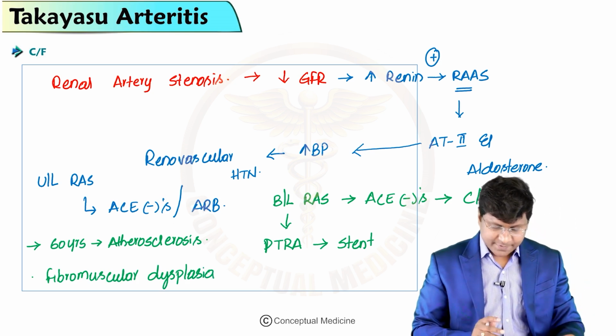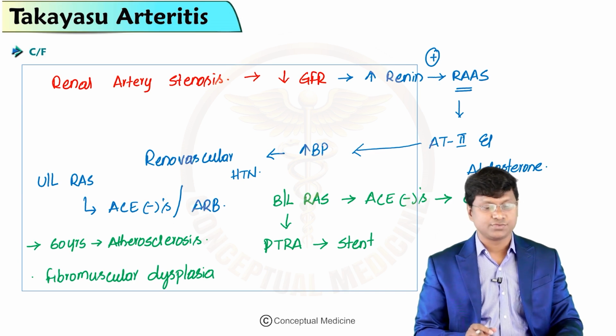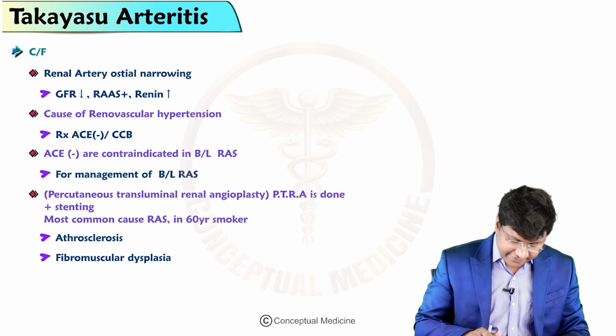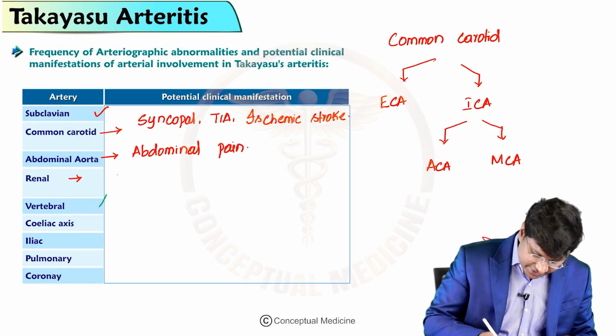Right, fibromuscular dysplasia. So these all will be the features that you will see in patients with the Takayasu arteritis due to renal artery involvement.